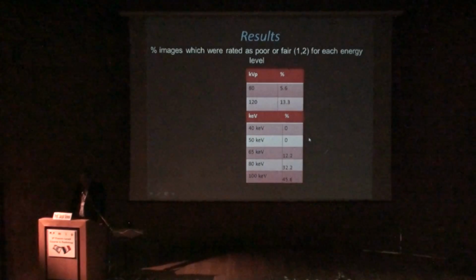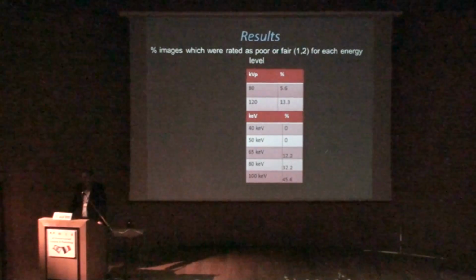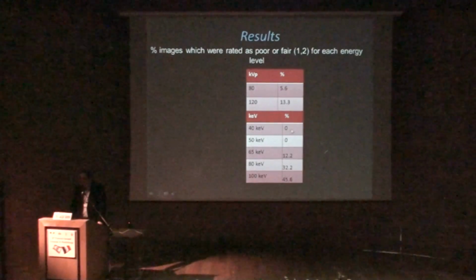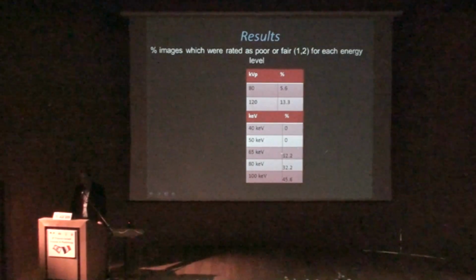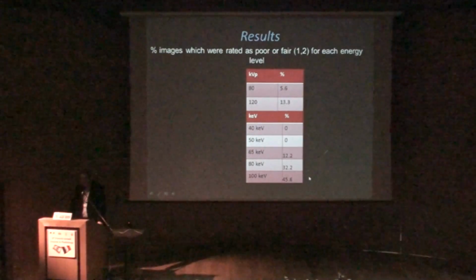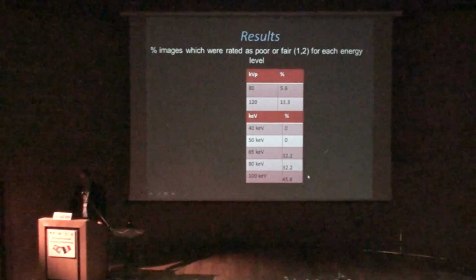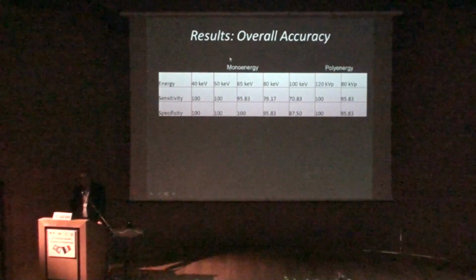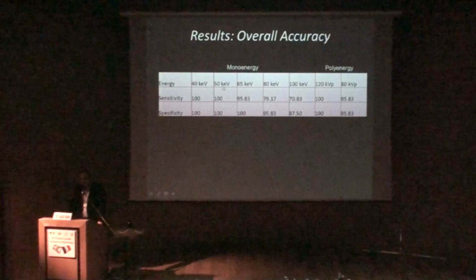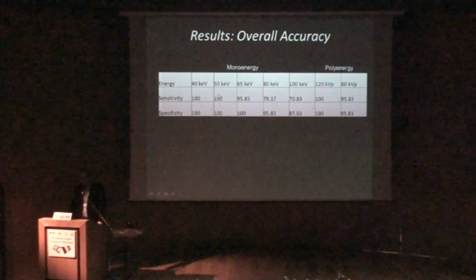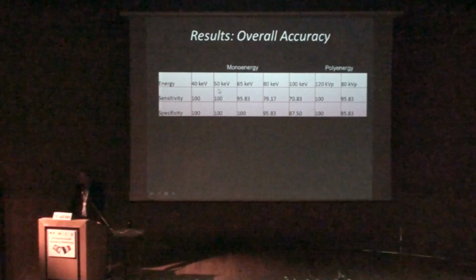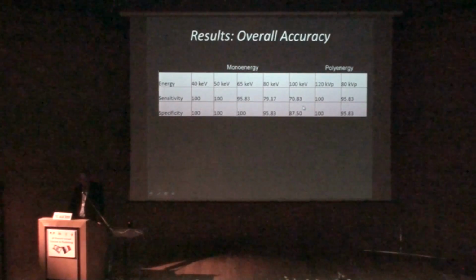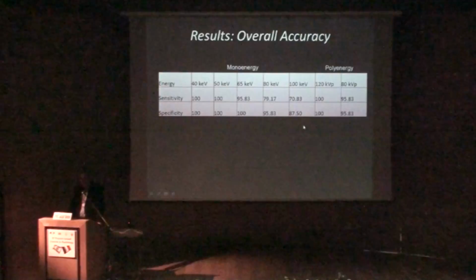They were still good. But if we look at what percentage did we have poor images, at 40 and 50 there were no poor images, and it went up to a significant number at the 100 keV, meaning that we should look at the 40 and 50 keV. If we look at the accuracy, we can see that with 40 and 50 keV, sensitivity and specificity were perfect, and when we go up to 100 keV, the sensitivity and specificity come down.